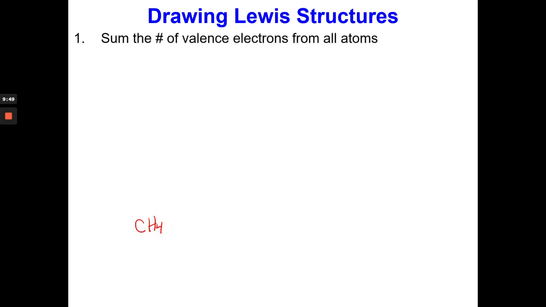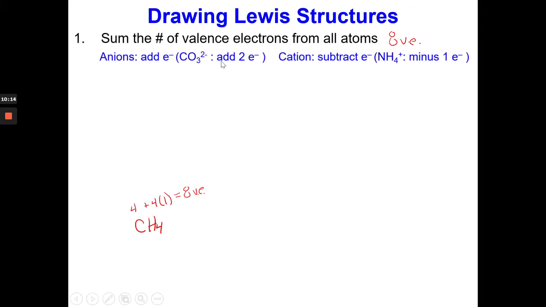Okay, so the first example we're going to use is methane, CH4. And so it says, sum up the number of valence electrons for all atoms. Well, carbon's element 6, it's in group 4, so it has 4 valence electrons, and then I have 4 hydrogens. Hydrogen always and only has 1 valence electron. So that gives me a total of 8 valence electrons for methane.